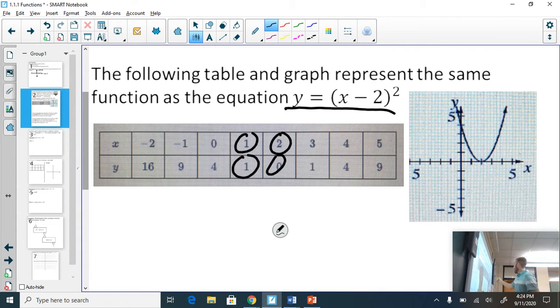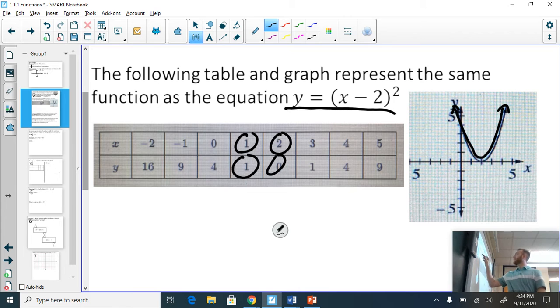Likewise, this graph is just a representation of both the table and the equation, right? They're the same thing, just shown to you differently. So if you were to plot every single infinite point on a graph of this equation, that's what this graph would be.